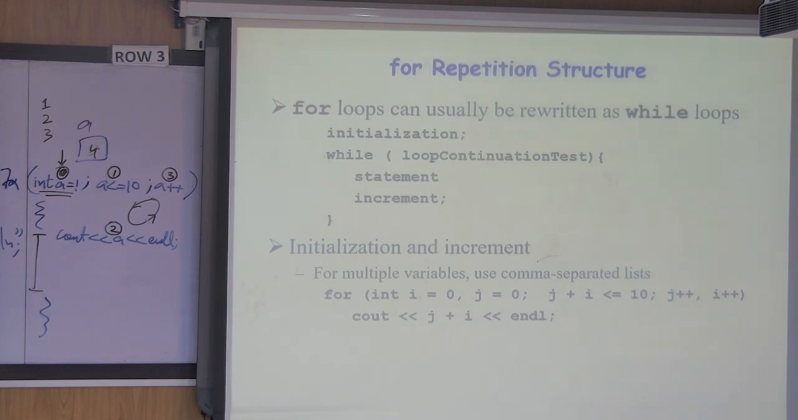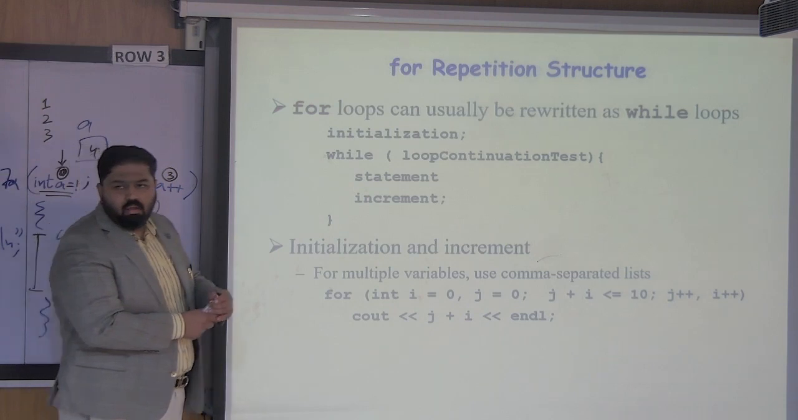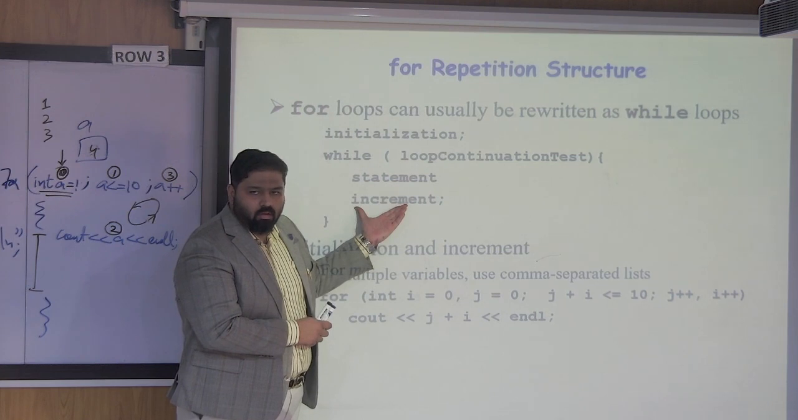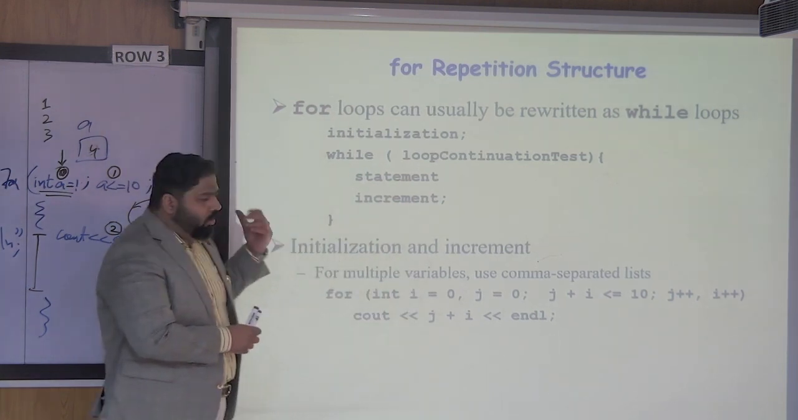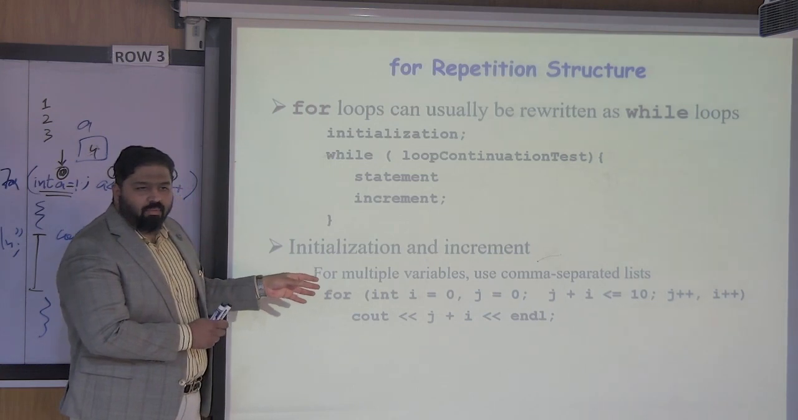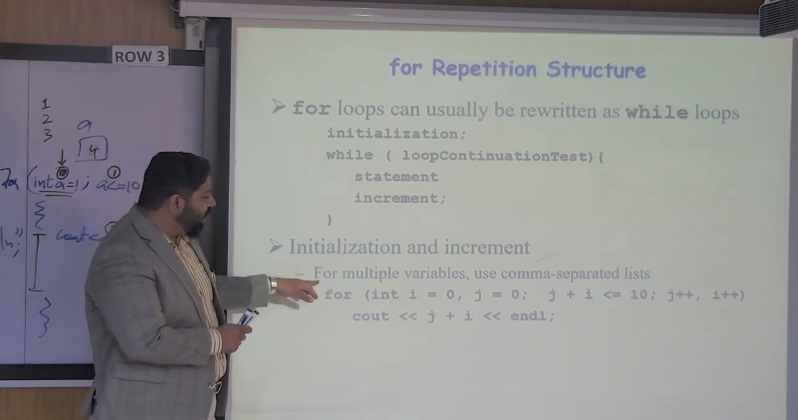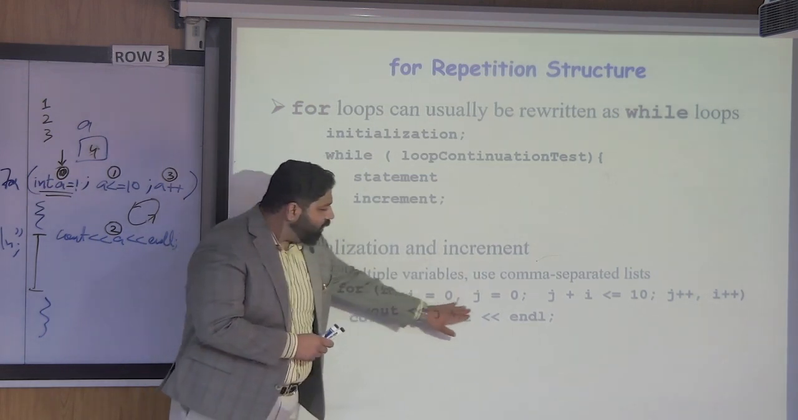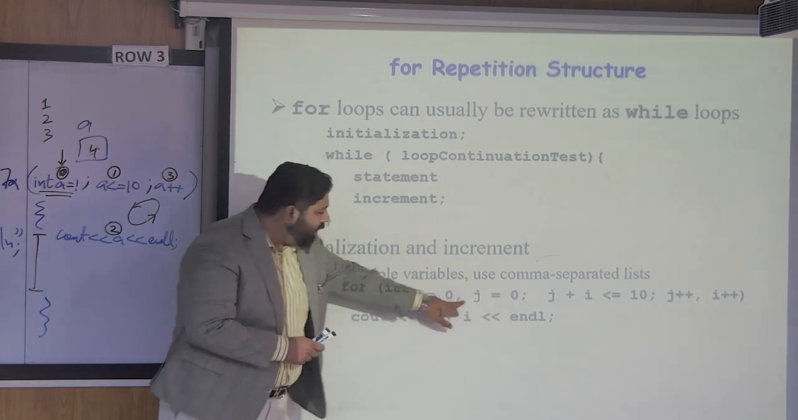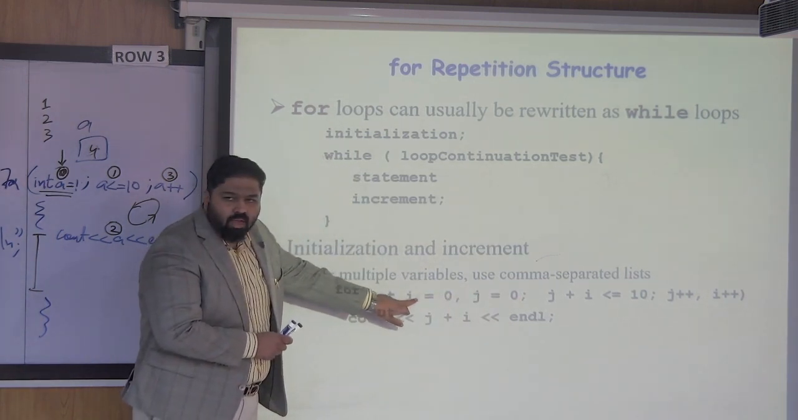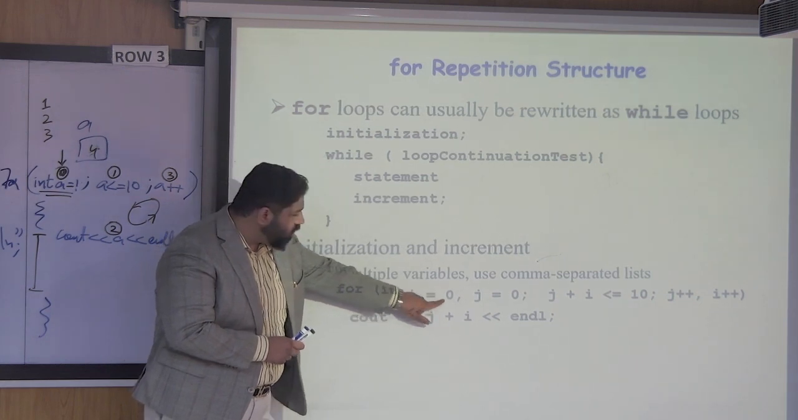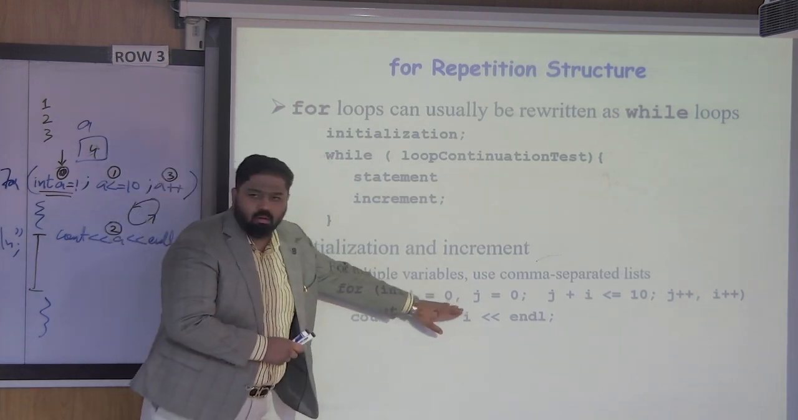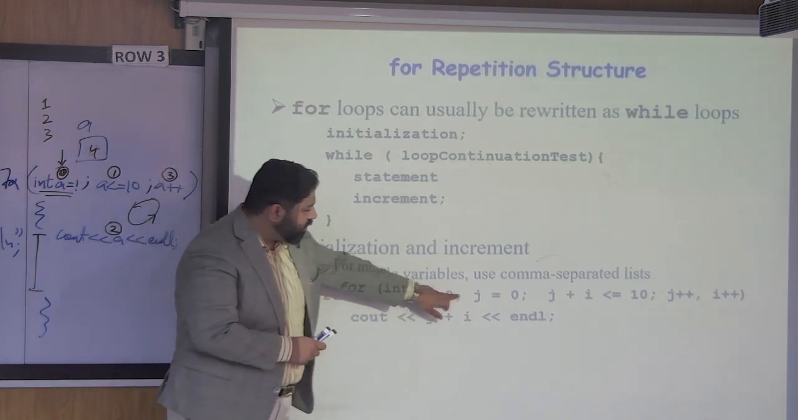Again, in this slide we are comparing that initialization is there, loop continuation test is there, statements are there, increment is there. Same is in the case of for. But over here we have an added benefit that in for loop we can have multiple variables using a comma separated list. This is our initialization part till semicolon. We have declared more than one variable. We have also initialized more than one variable using a comma separated list till this semicolon. Now देखिए, it's a comma, it's a semicolon.